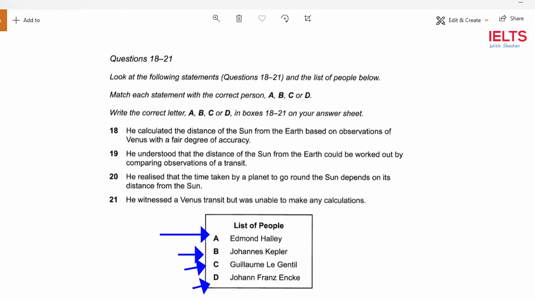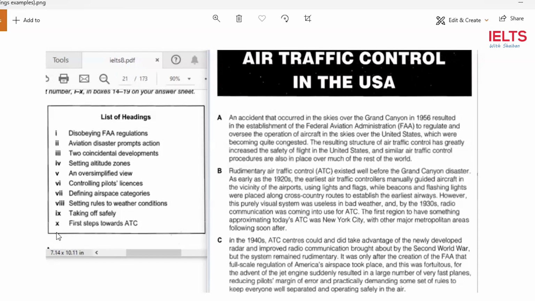So it's not just to understand the technique. The technique is not really difficult, but you have to practice. Now, to start with, the first technique today is the headings.